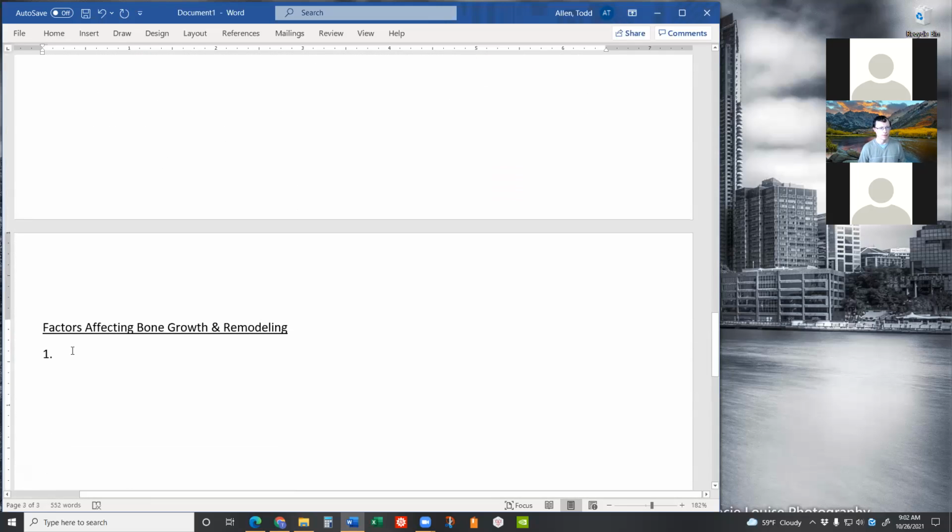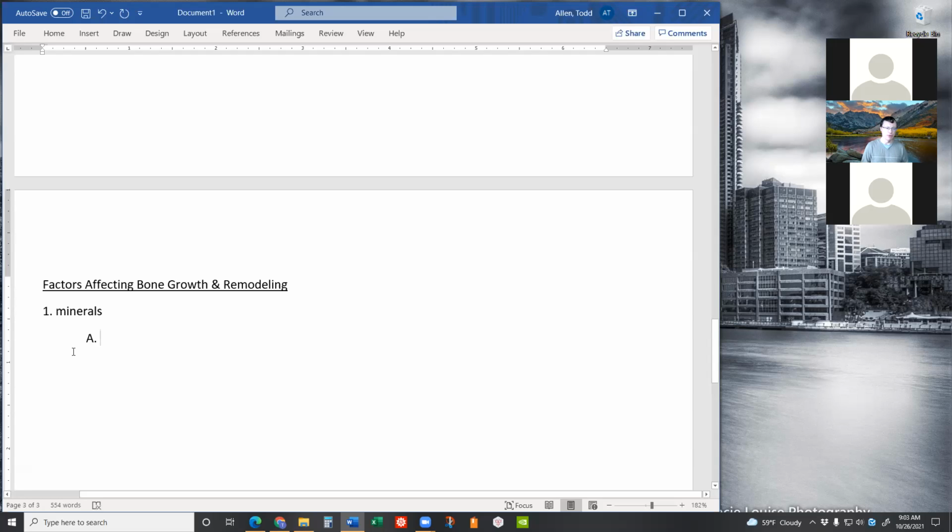Okay, here we go. Number one, minerals. That shouldn't be a surprise to you, right? You already know that the extracellular matrix is largely made of crystallized mineral salts. So very large amounts of calcium and phosphorus minerals are needed for growth of your skeleton. And of course, you're going to get those minerals from your diet, right? You're going to consume foods that contain calcium and phosphorus.